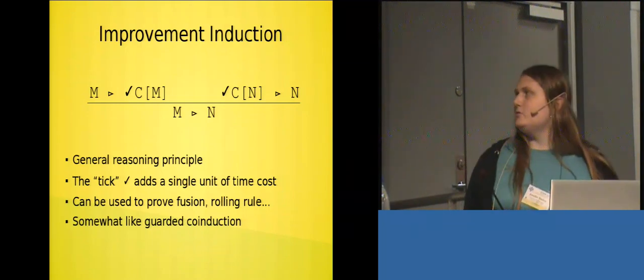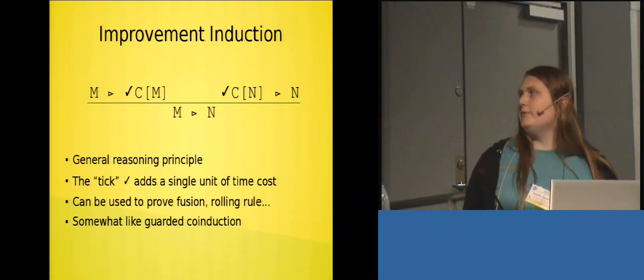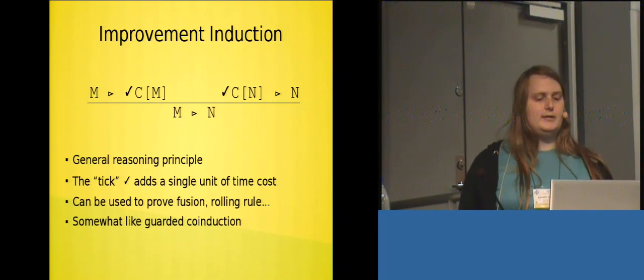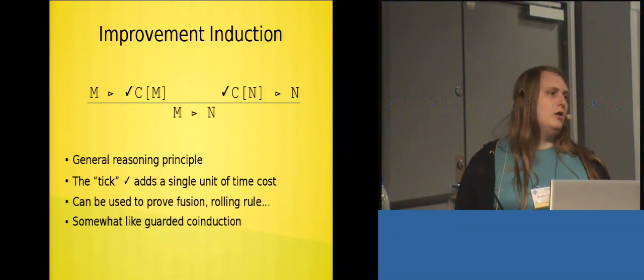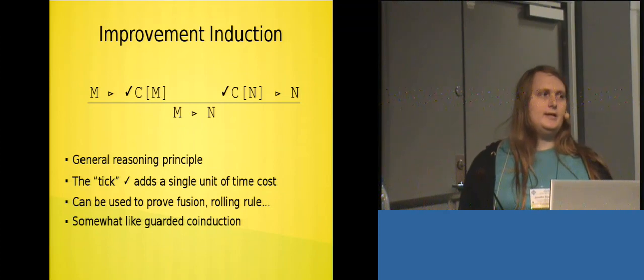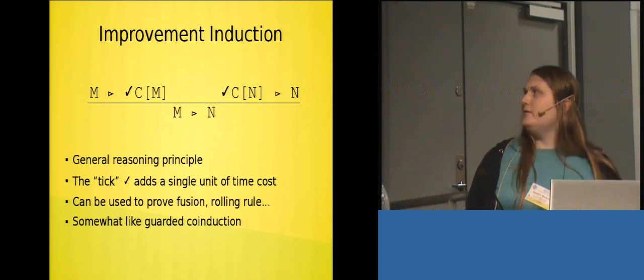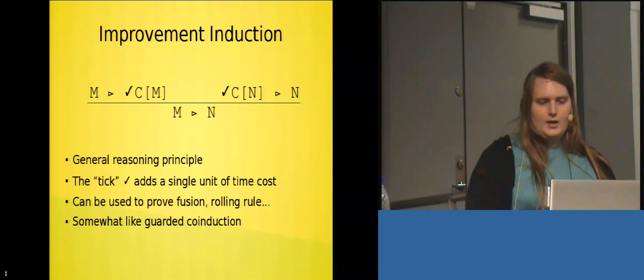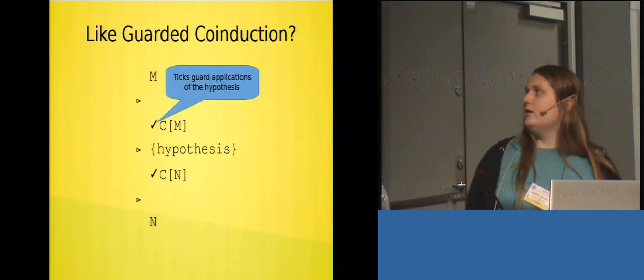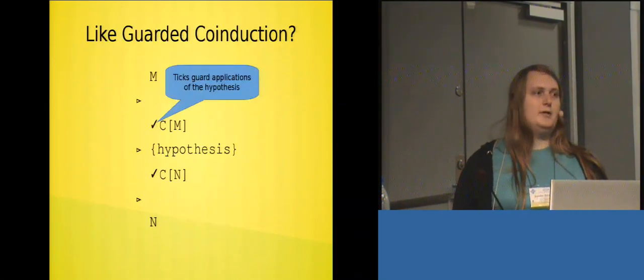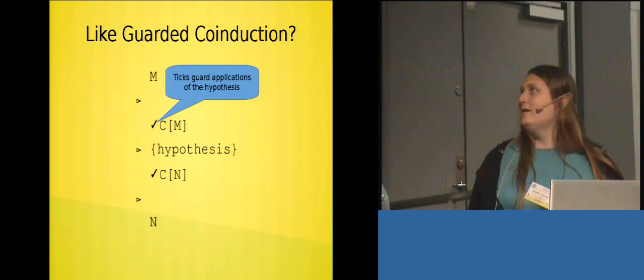And in the paper we use this to prove a fusion rule and a rolling rule for recursive binding, and these are the core of the work graph technique. And this is kind of like guided co-induction. So, this is probably going to be meaningless to anyone who doesn't know what guided co-induction is. I'm very sorry.